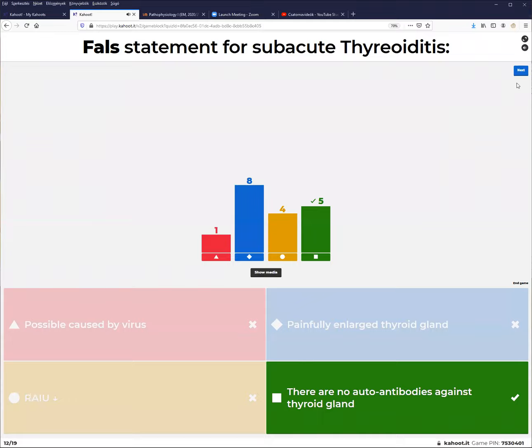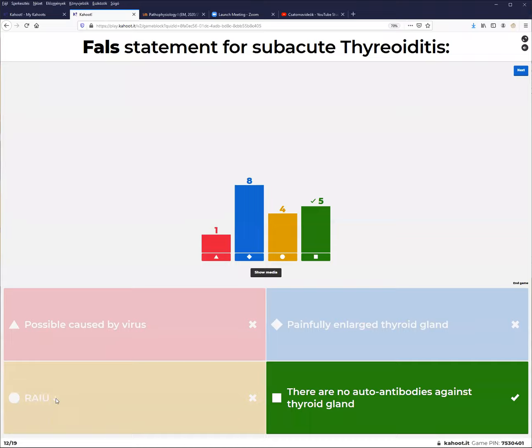Okay, there is no autoantibody, but that can be the painful enlargement of the gland, and it's possible due to the viral infection and other, I haven't mentioned, the radioactive iodine uptake decreases.